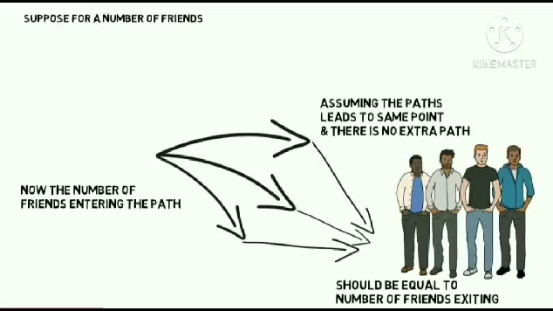For example, suppose a number of friends enter a path from a fixed point, and we assume the path leads to the same point and no extra path exists. Therefore, the number of friends entering the path should be equal to the number of friends exiting.